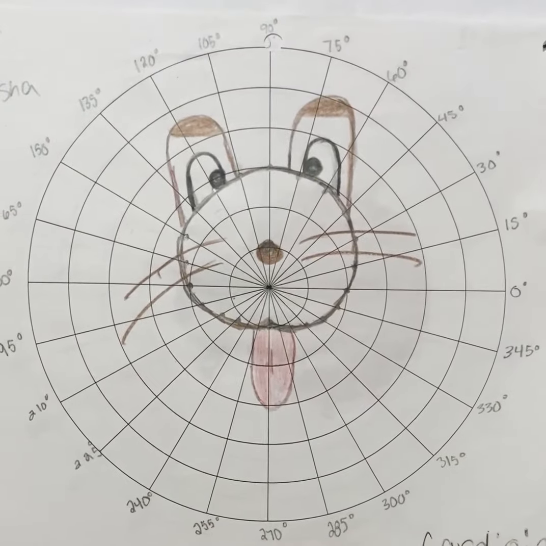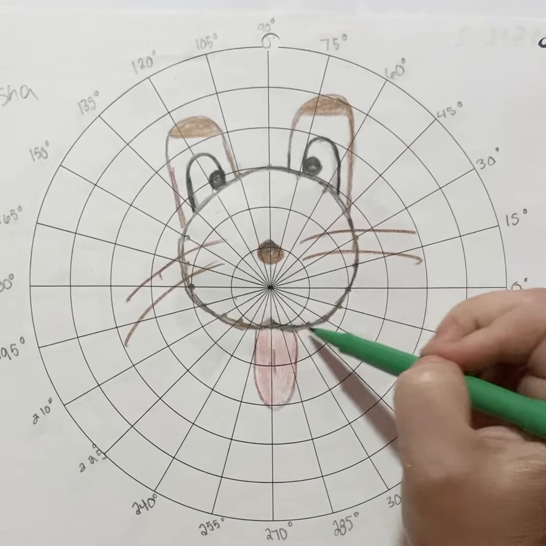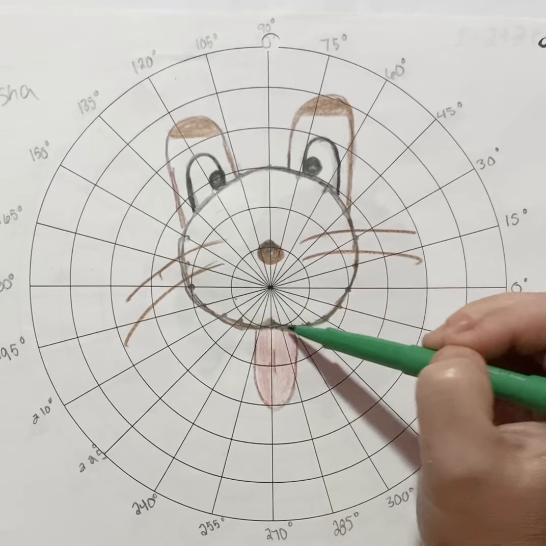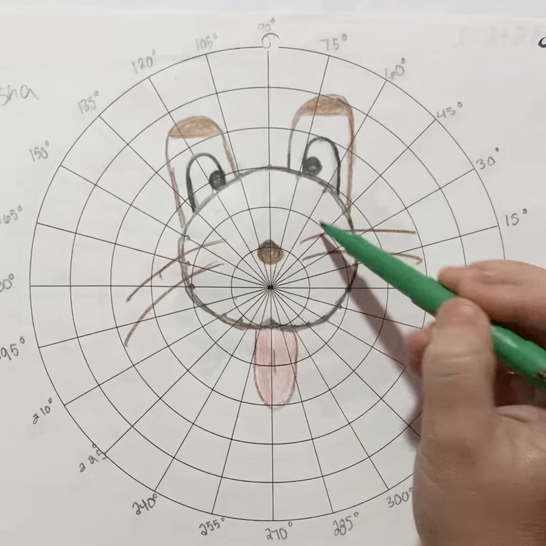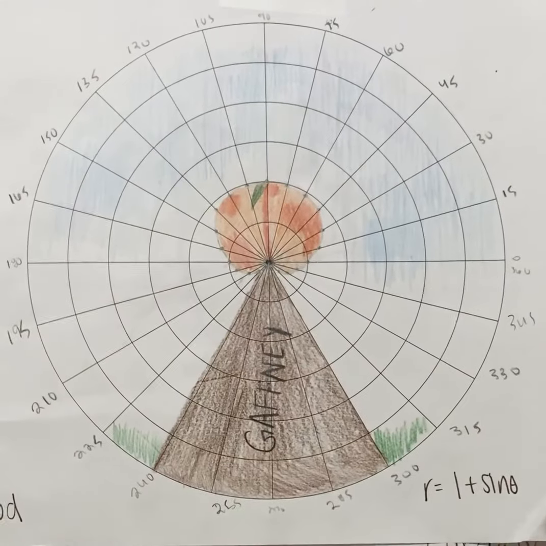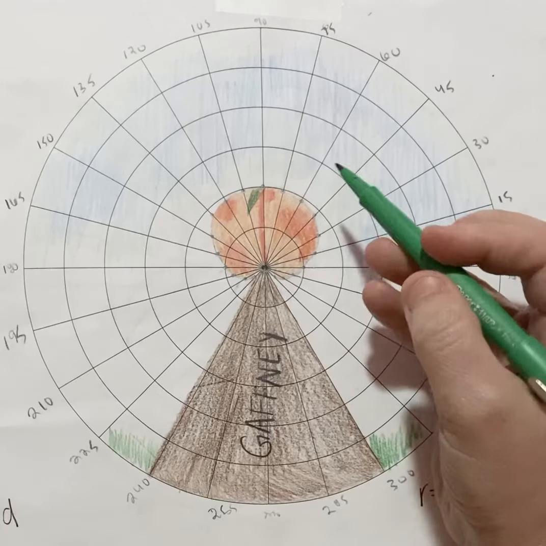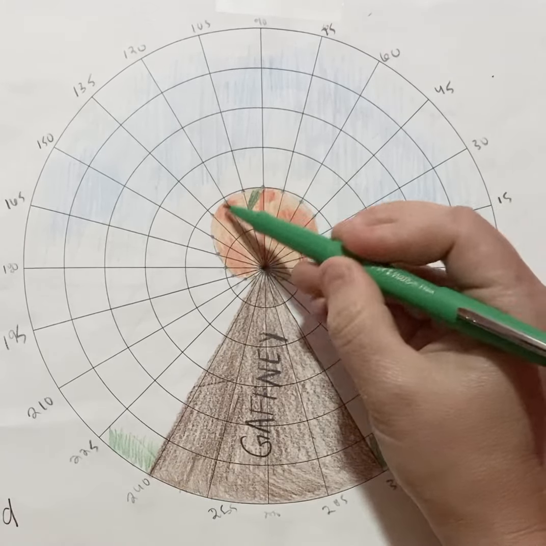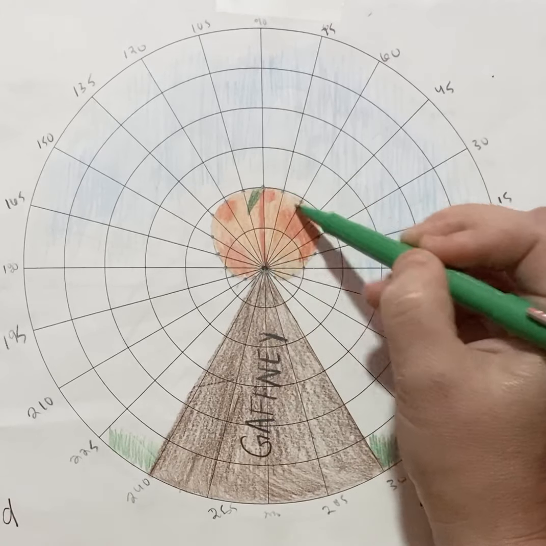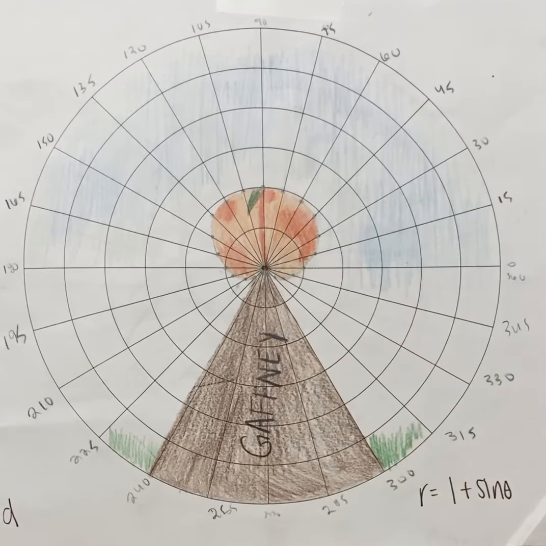Here's another example of a cardioid. This is a dog's face, but we're just looking at the face part right here, not the eyes. So the face part right here, dents in right here, is an example of the cardioid. And then here's the last example of a cardioid right here. This is the peach that sits on top of the tower in Gaffney. This is the cardioid part of that graph. So those are some examples that you can see. They're in the shape of cardioids.